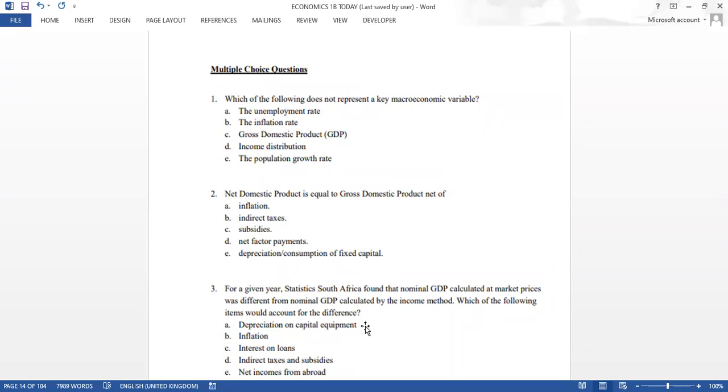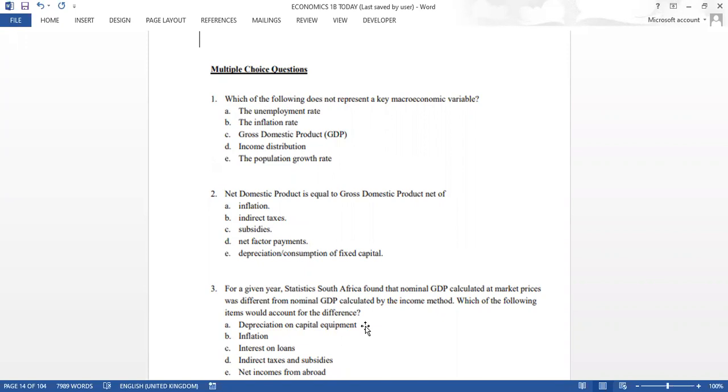So question number 1 is stating that which of the following does not represent a key macroeconomic objective, or macroeconomic variable, not objective. It's saying that which of the following does not represent a key macroeconomic variable. A, we have the unemployment rate. B, we have the inflation rate. C, we have the gross domestic product. D, we have the income distribution. Then E, we have the population growth rate. So the key macroeconomic variable basically means a key macroeconomic objective within an economy.